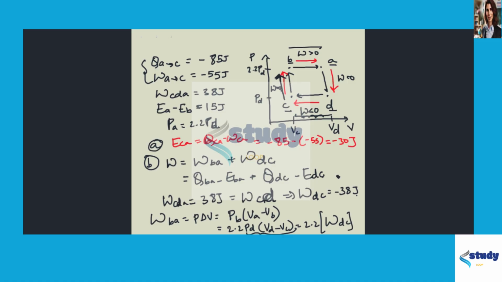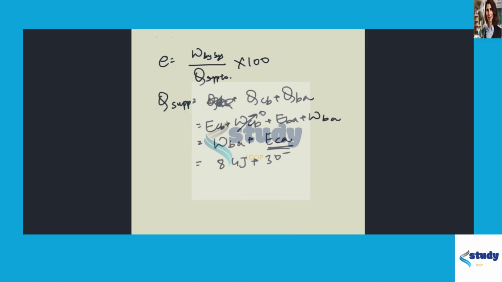I'm sorry. This is ECA and QCA and WCA. Notice that this is QAC and this is WAC. So what we instead found was EAC. EAC is equal to QAC minus WAC, which we found to be minus 30 joules, which means ECA is minus EAC, which is 30 joules. Therefore, ECA is 30 joules, giving us 114 joules.